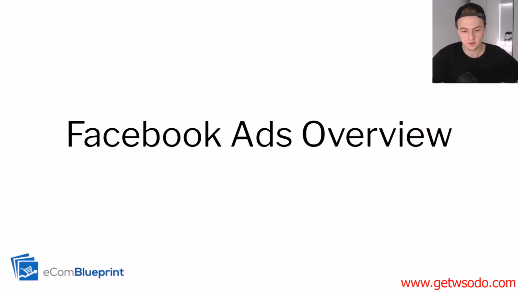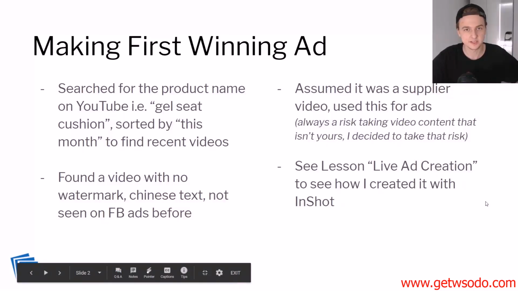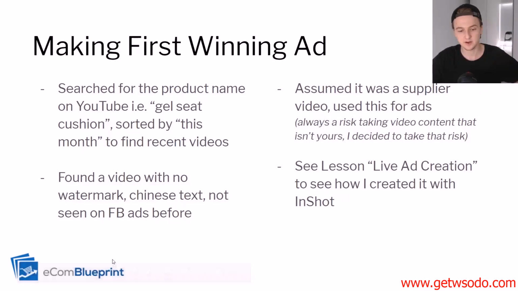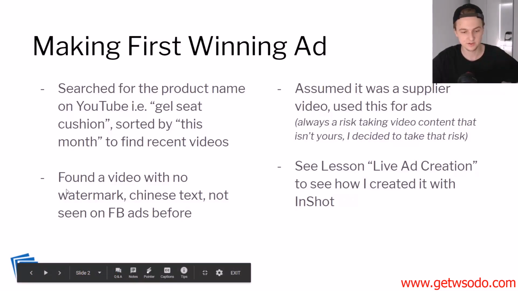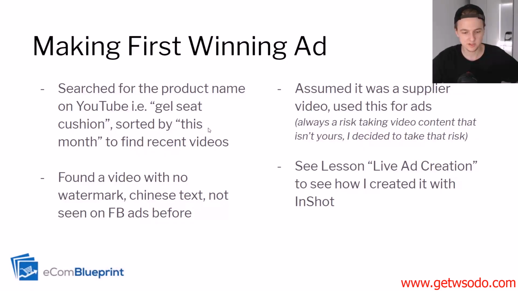So the first thing that I want to cover is how I made the first winning ad for this store. After deciding that I wanted to test this product, what I did is I searched for the product on YouTube, and I sorted by this month only. What I like to do when I'm looking for content to use is search for the product name on YouTube, and then sort by this month, so I see recent videos. And what I found is a video that had no watermark, and it had Chinese text on it. And I hadn't seen it on Facebook ads before.